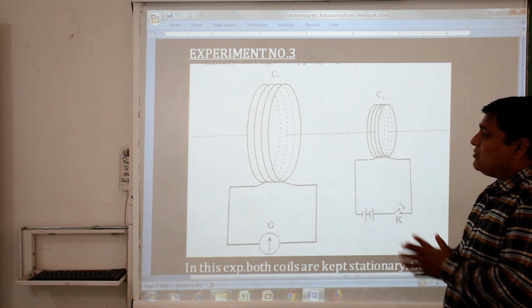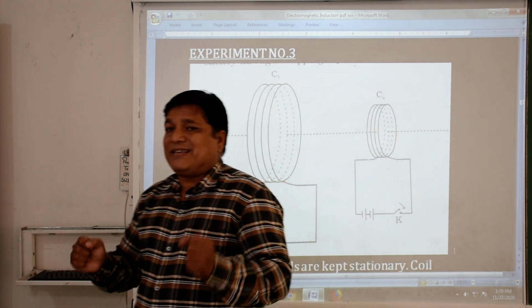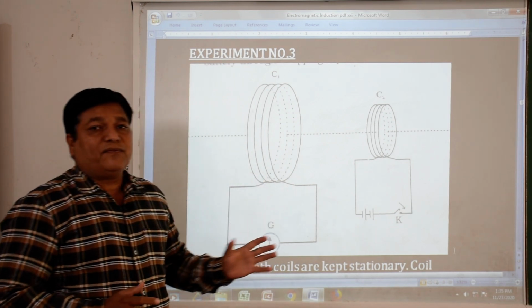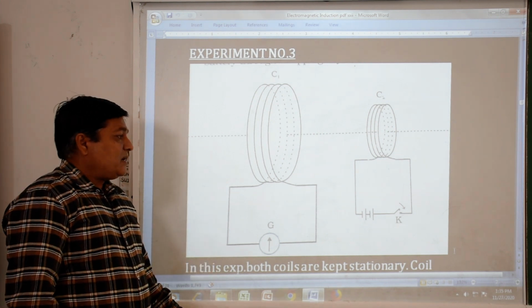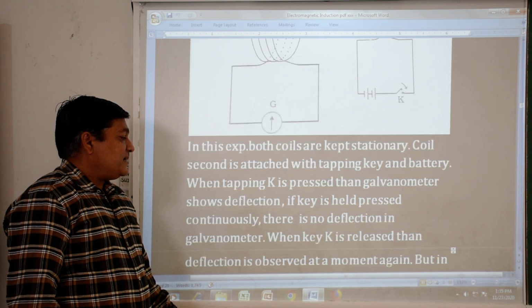So we come to the conclusion that whenever the magnetic flux linked with a conductor, coil or circuit changes, then only an induced EMF or induced current flows through this coil. Okay, so this is the conclusion of these 3 experiments done by Faraday and Henry.